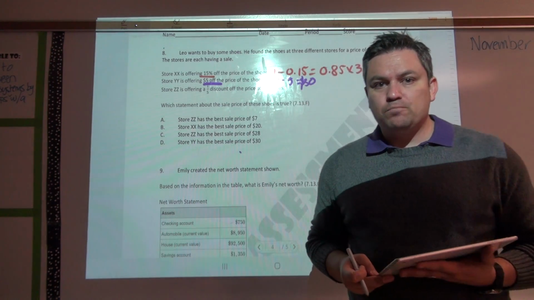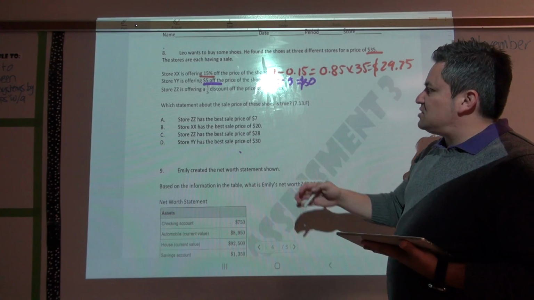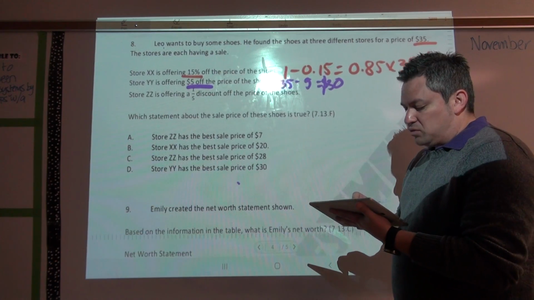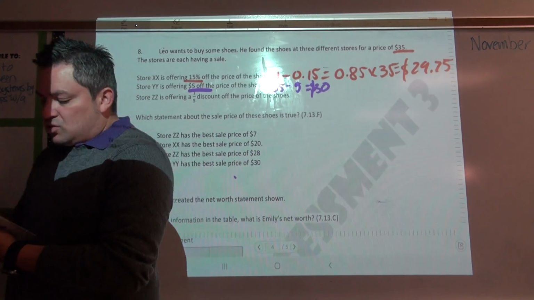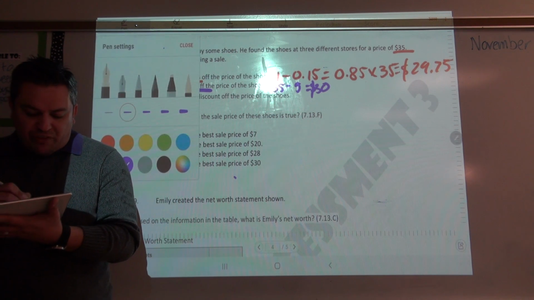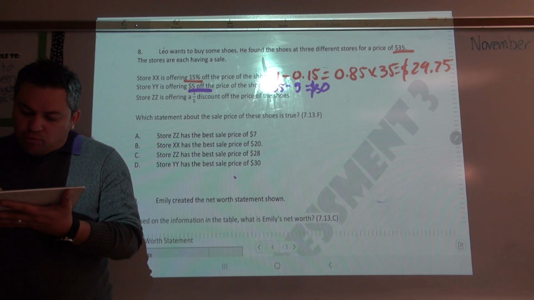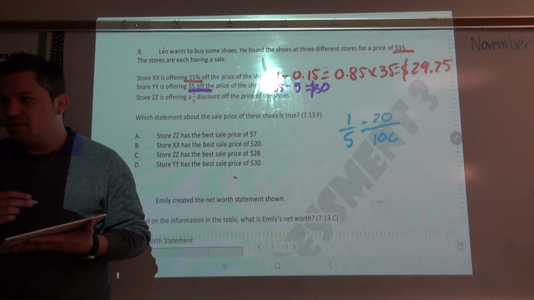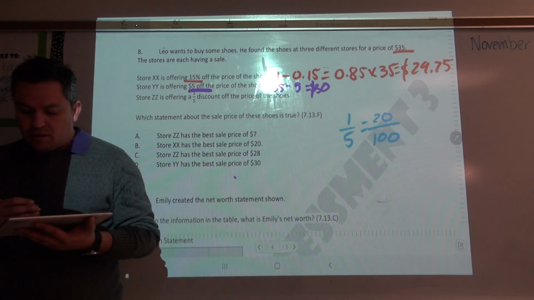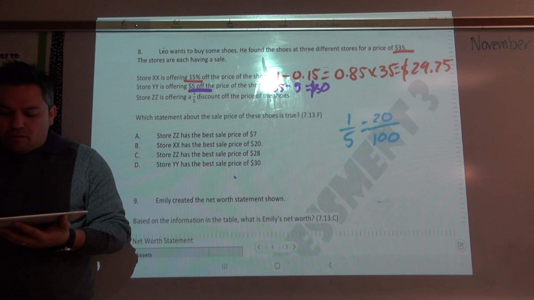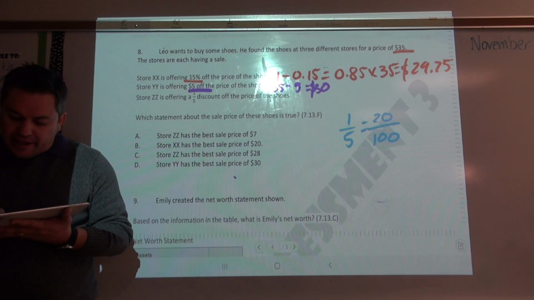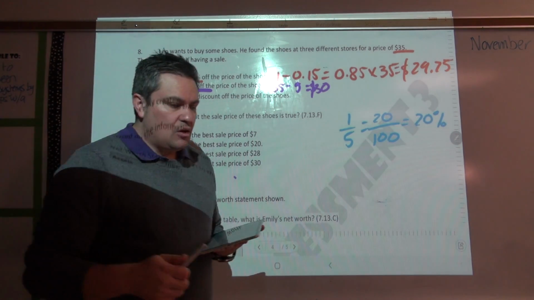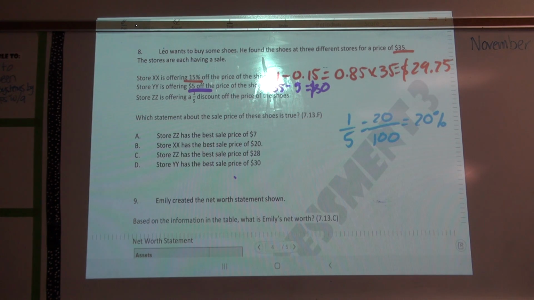Can everybody see that? Yes. Now, this last store, Store Z, is offering 1/5 of a discount off the price of the shoes. So we have a fraction. We could convert 1/5 into a percent. 1/5 is the same thing as 20 over 100, right? You multiply by 20. So this is 20%. Okay, 1/5 is 20%.